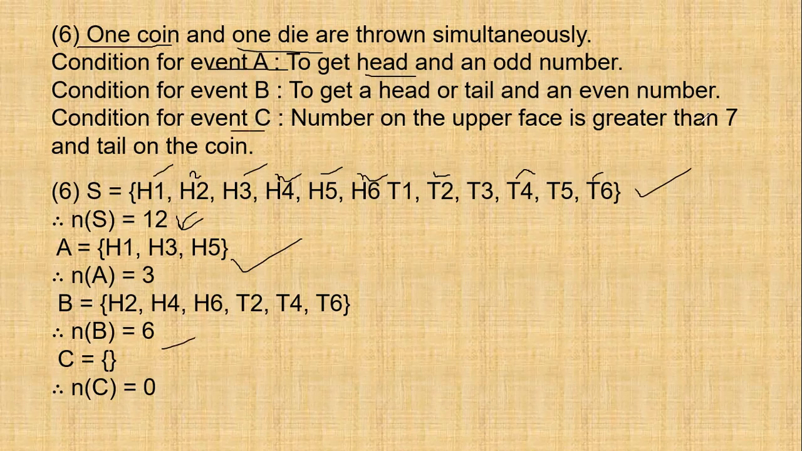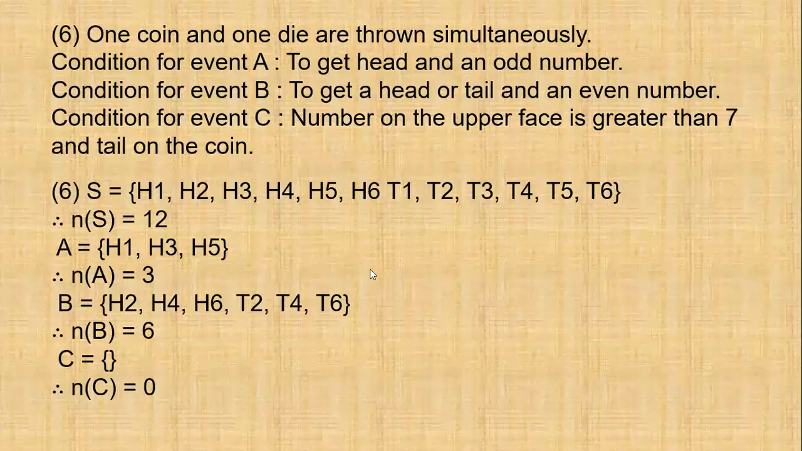The number on the upper face is greater than 7 and tail on the coin. It is not more than 6, so it means there is no such number. So it is 0. This way we completed our sixth one in practice set 5.2.